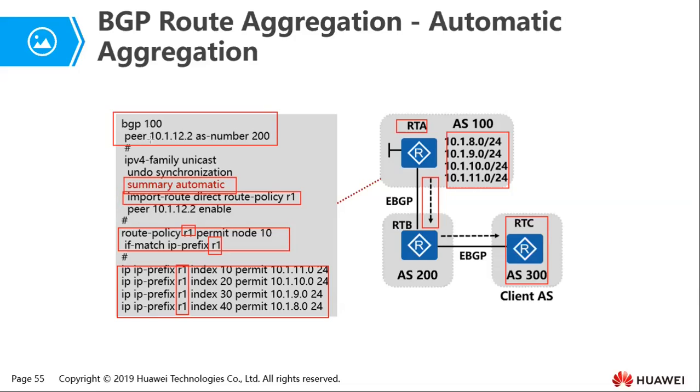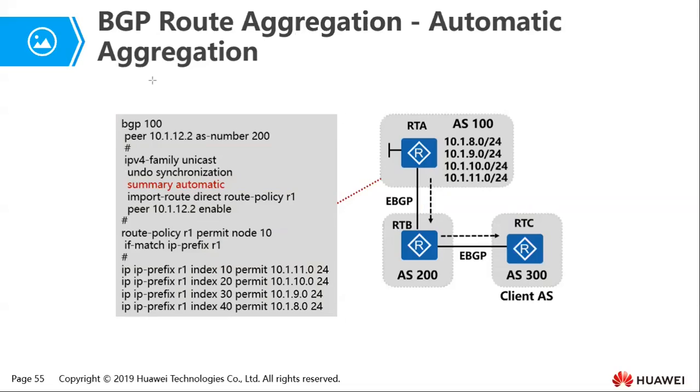And now in the BGP configuration, we do import routes direct route policy R1, so that these are the only networks that we are aggregating using the summary automatic. So the router is automatically going to find the network address and the appropriate prefix length, or the mask, that can be used to summarize these 4 routes. So that is how we do automatic summarization, by configuring the command summary automatic.